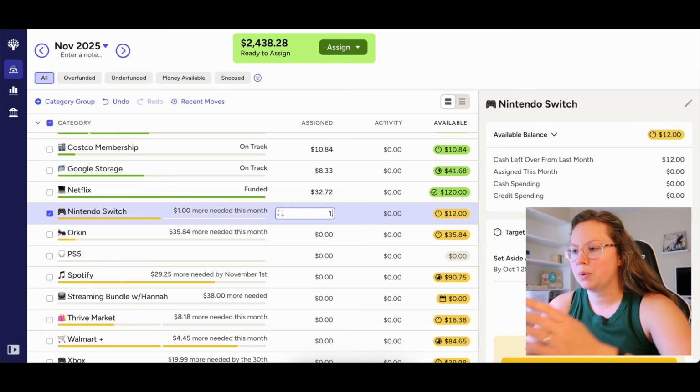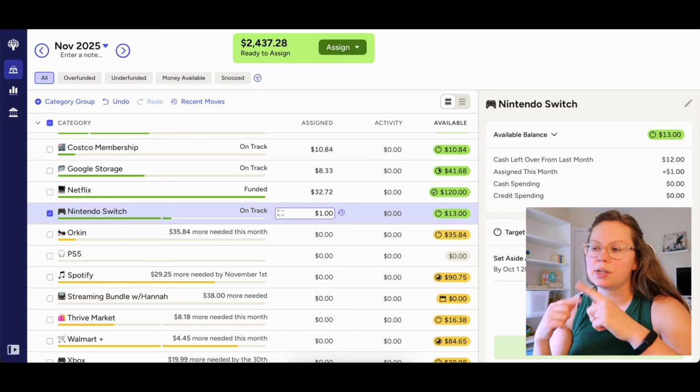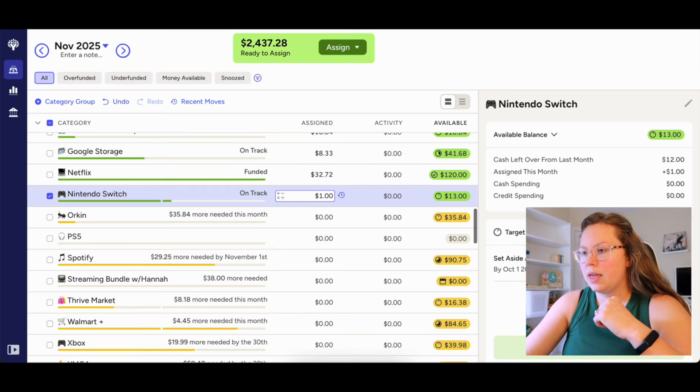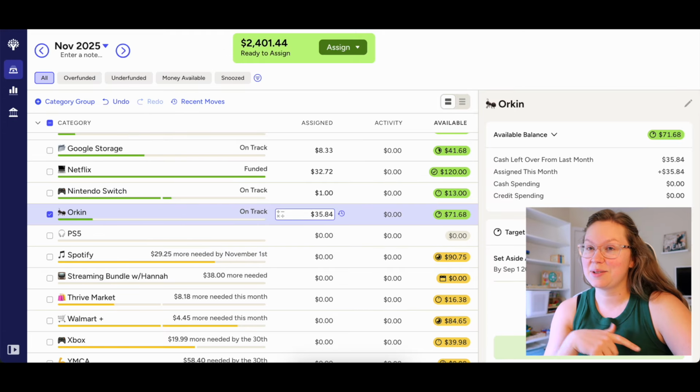Same for Nintendo Switch, we're on a membership with a friend, and so I need to Venmo them their $12 because that came up for the year too. Then Orkin, we've always had a really big tick problem at this house. I'm hoping we don't have to pay Orkin if we move to the next house, but we'll have to see.